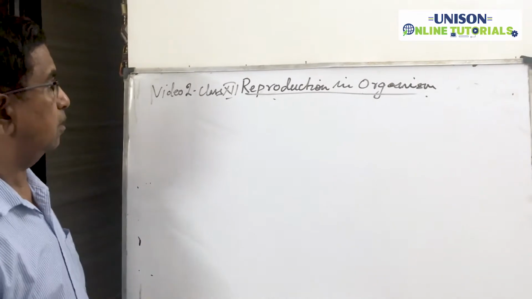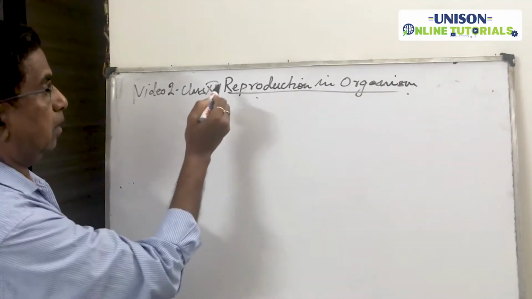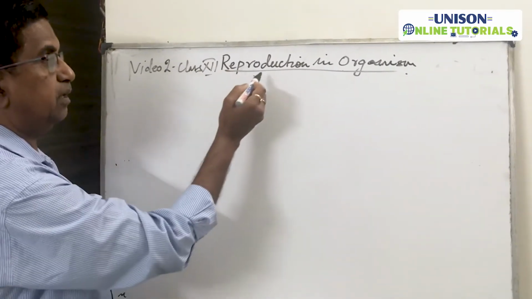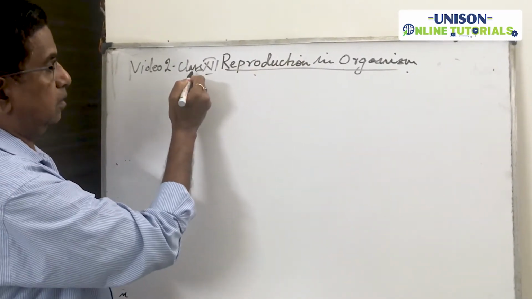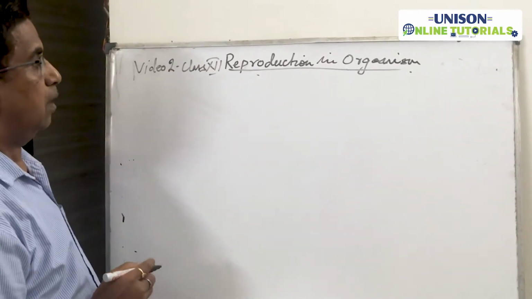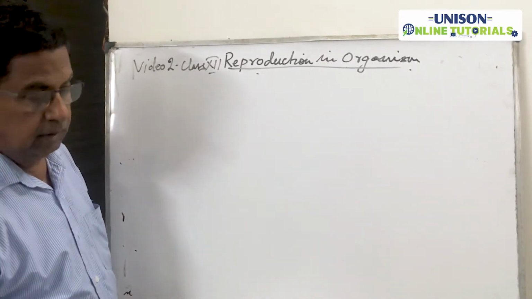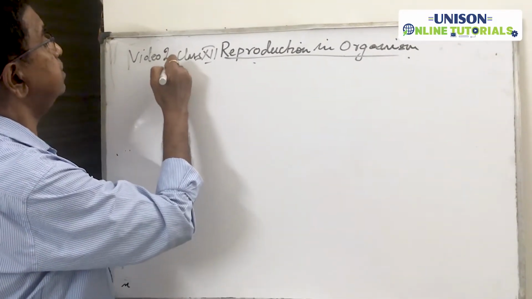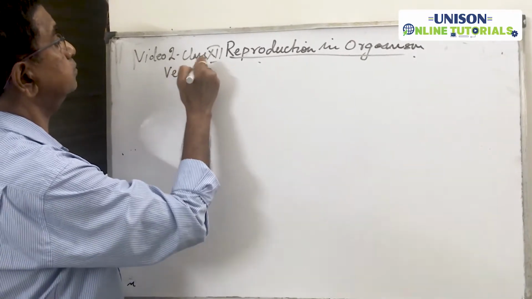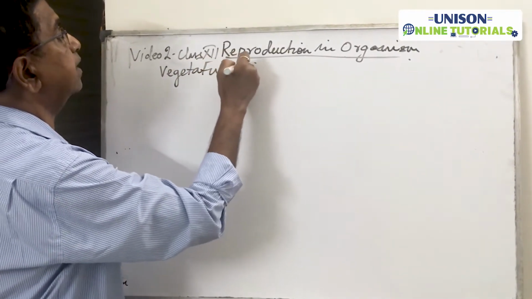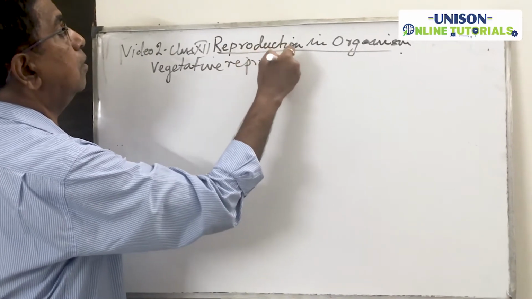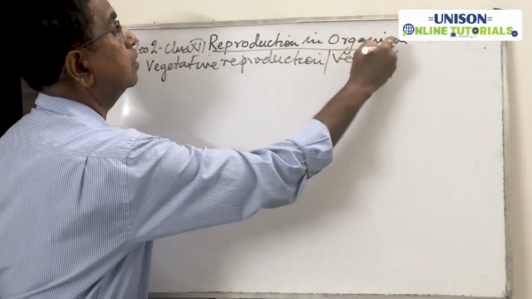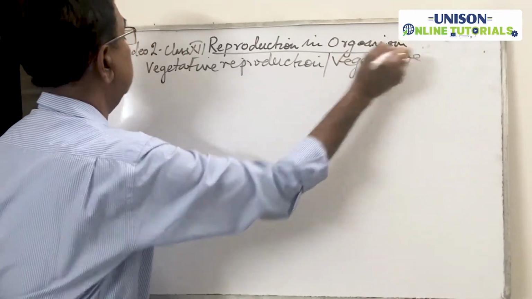Good evening, students. So we are now going into the second video of the chapter Reproduction in Organism of class 12. This second video comprises the first topic, that is vegetative reproduction or vegetative propagation.